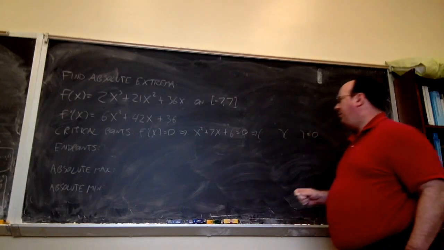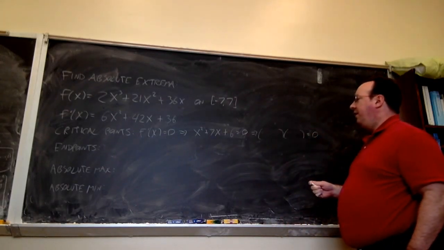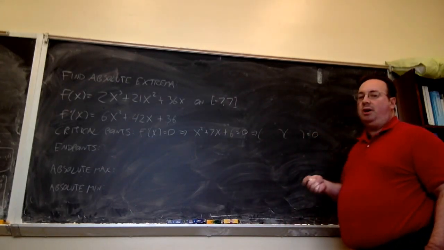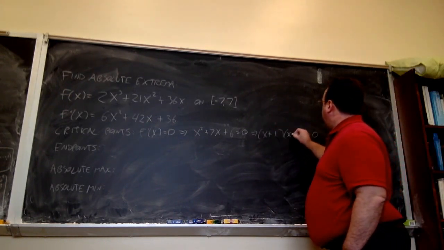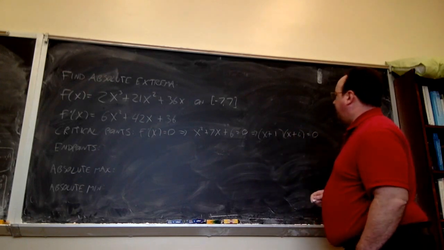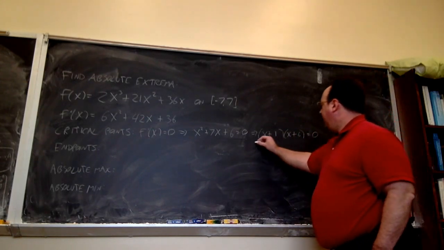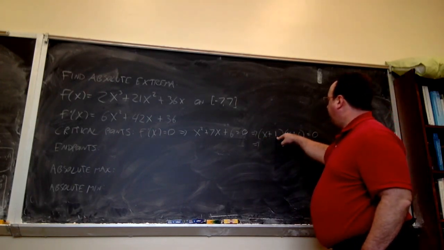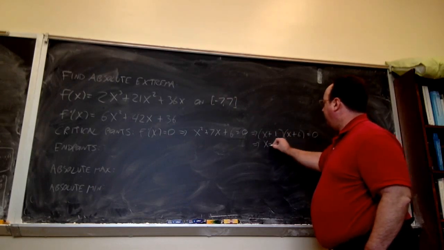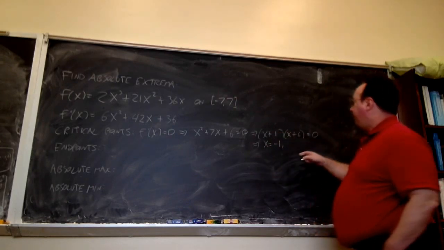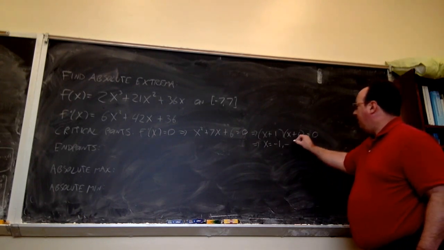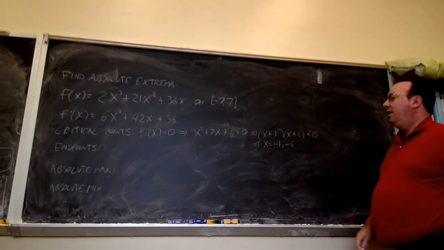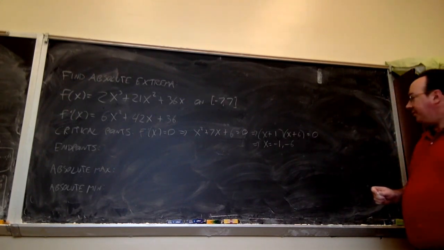So I need two numbers whose product is 6 and whose sum is 7. That would be 1 and 6. So x plus 1 and x plus 6. Now I can set both of these equal to 0. If x plus 1 is 0, that means x is equal to -1. And then x plus 6 is equal to 0, so x is equal to -6. So these are my two critical points.